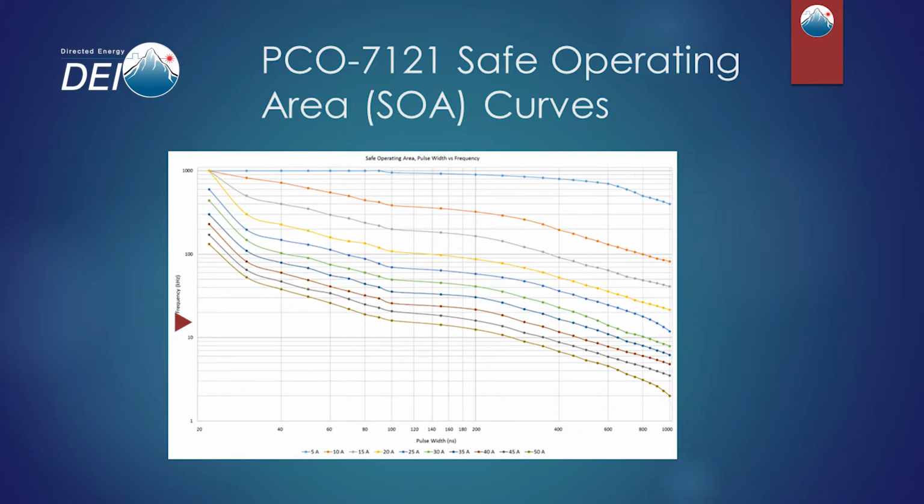Let's say that we wanted to go faster than that, and we wanted to move up to, say, 20 kilohertz. Projecting to the right, we find that we can no longer run 50 amps. We would have to run probably 45 amps or so to maintain that same 200 nanosecond pulse width.